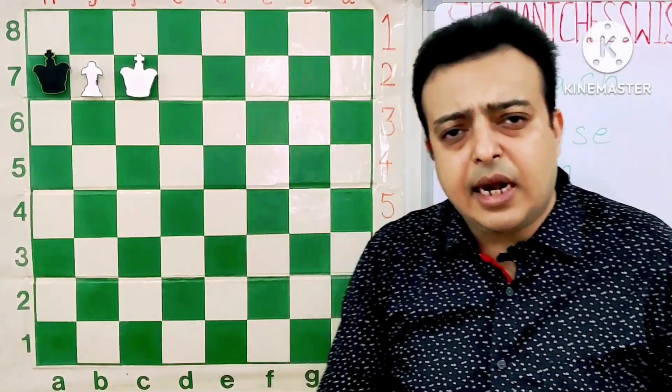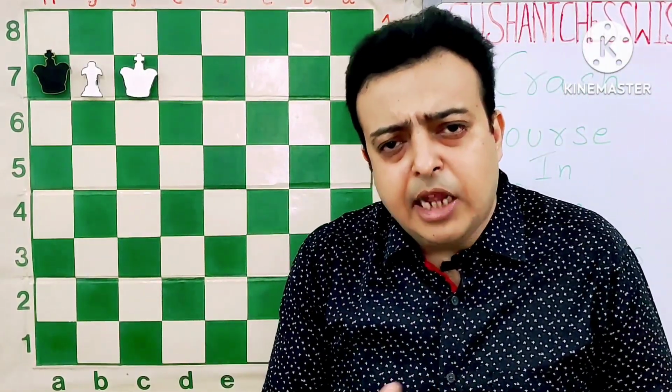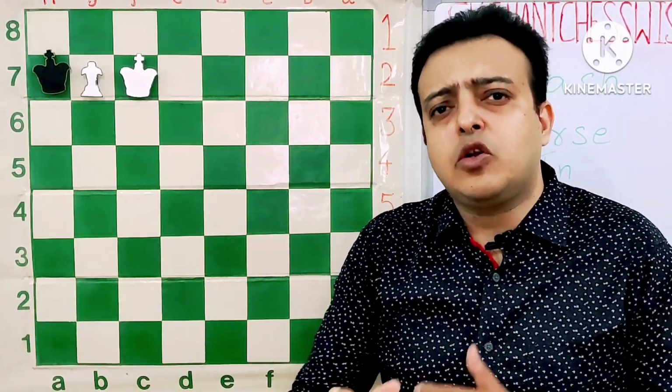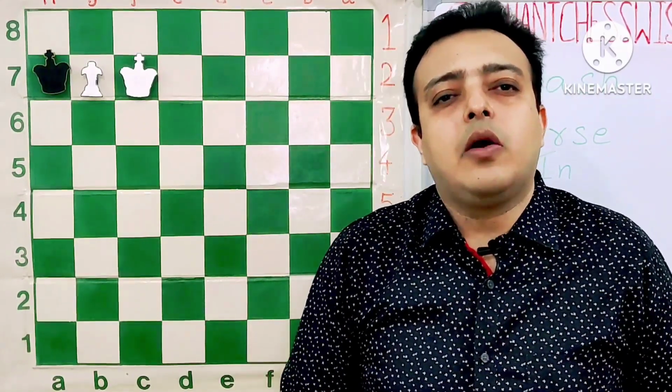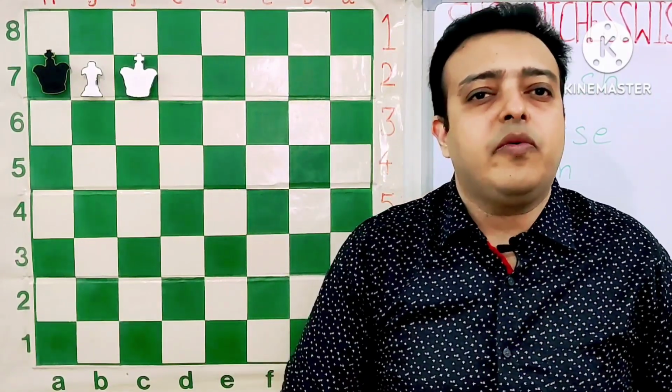So with this I tried to cover the main aspects of opposition. Of course, this opposition theme will reoccur in other chapters also, but in the next lesson we will cover some other concept of king and pawn endgame.